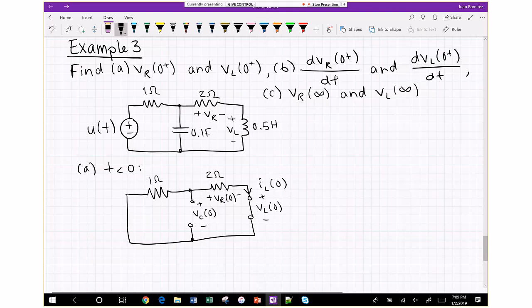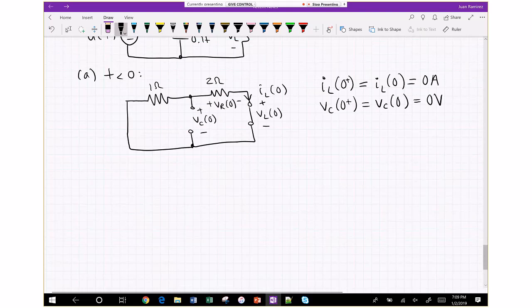But let's find out what the initial inductor current was. Let me say plus. That's equal to IL of 0. And you don't have a source, so you don't have any current. How about the capacitor voltage? Again, you don't have a source, so you don't have any voltage. Okay. Those might help us out, so let's find out.